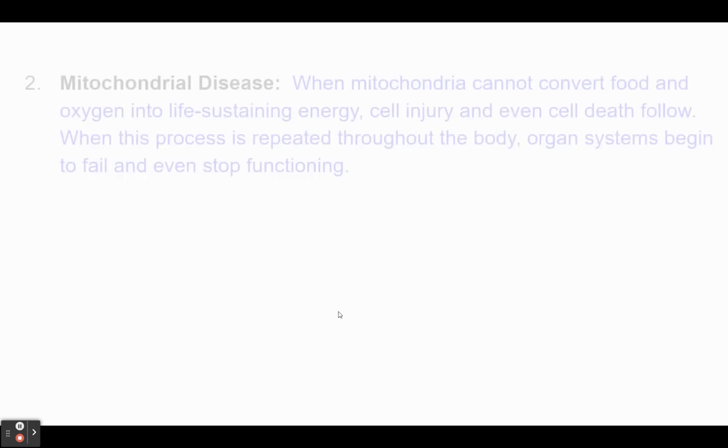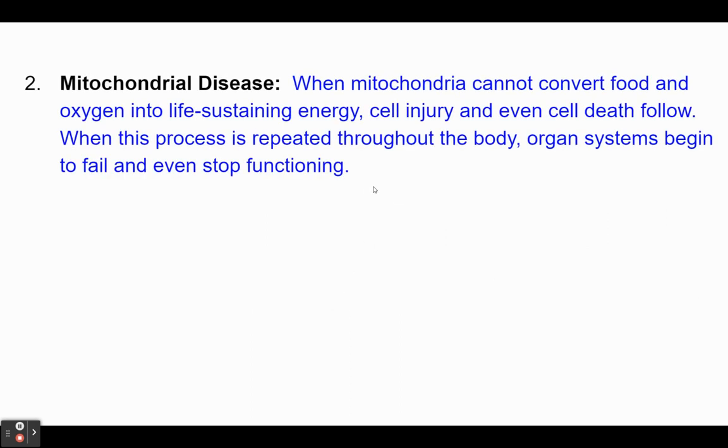The second disease is called mitochondrial disease. You can guess which part of the cell is impacted here. When mitochondria cannot convert food and oxygen into life sustaining energy or can't do it as efficiently, cell injury and even cell death follow. When this process is repeated throughout the body, organ systems begin to fail and even stop functioning. Cells with lots of mitochondria suffer the most.